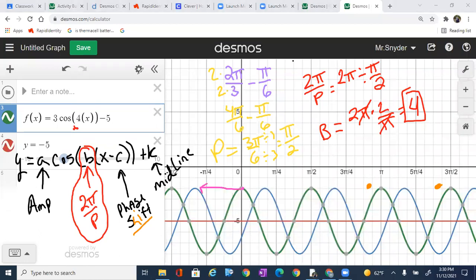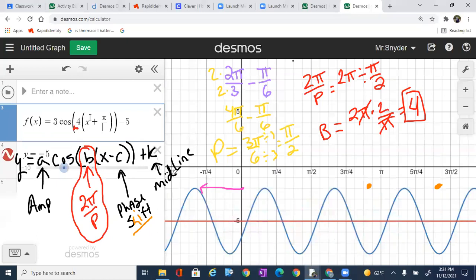Let's click on that graph and find it out. That is negative pi over 3. And the only thing we've got to do is, if we move it left, we're not subtracting, we're now adding. So I'm going to put plus pi over 3. There's lots of ways to do this. So that's how we write these equations.